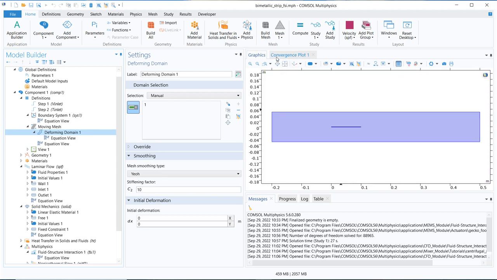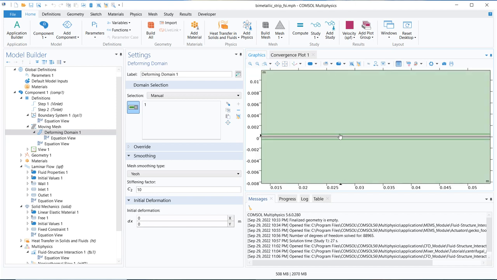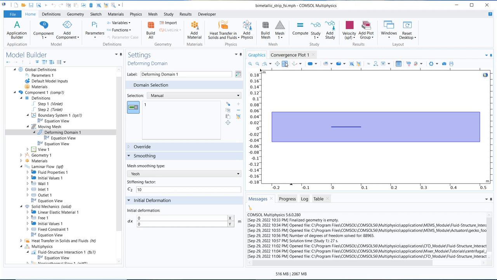So this one is your bimetallic strip which is not chosen, and the rest of the zone has been chosen because your deformation is allowed throughout this zone, and that's why the rest of the geometry is deforming domain.